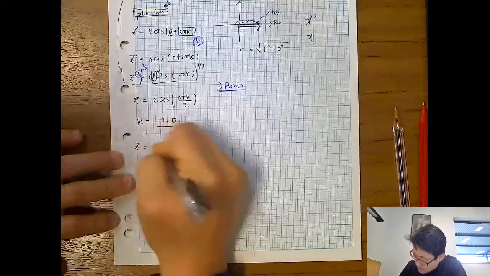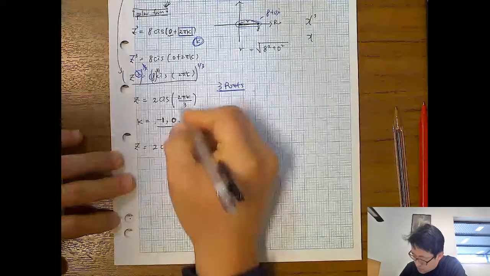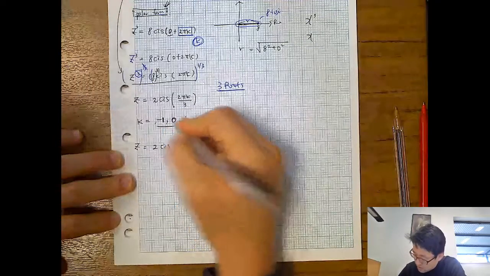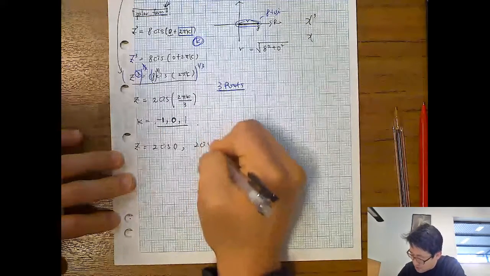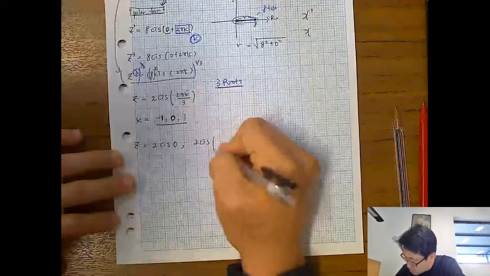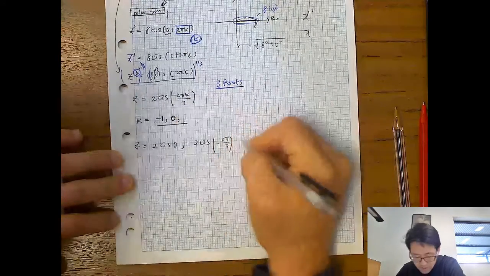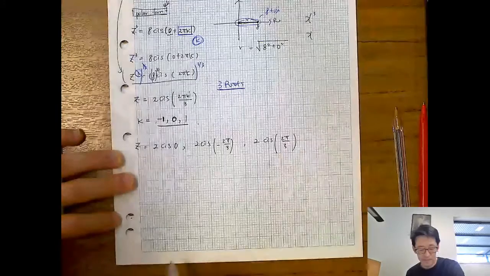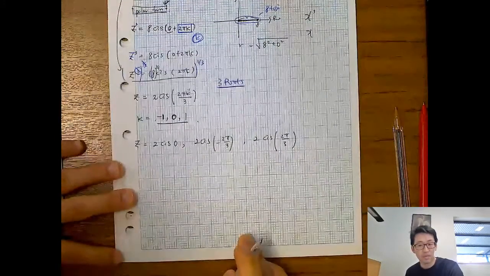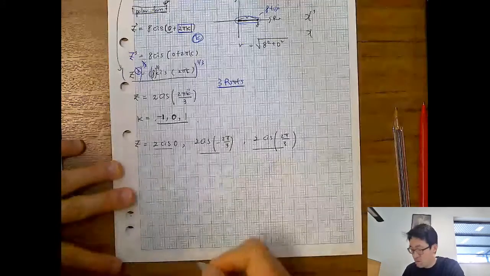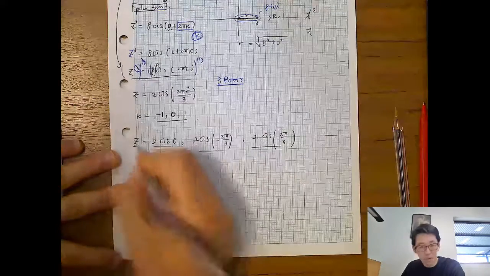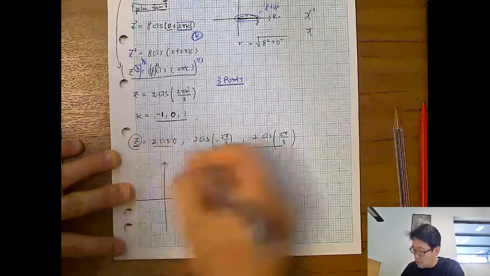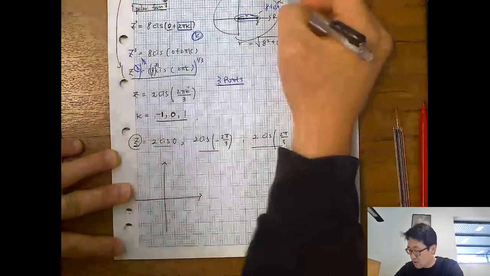I'll add it. z equals 2 cis. When this is 0, what do we get? 2 cis 0. I like the zeros, so I just put it there. Then 2 cis minus 2 pi over 3, and 2 cis 2 pi over 3. So I got 3 possible dots for z. Let's look at this one. Now I draw z. This was z cubed.